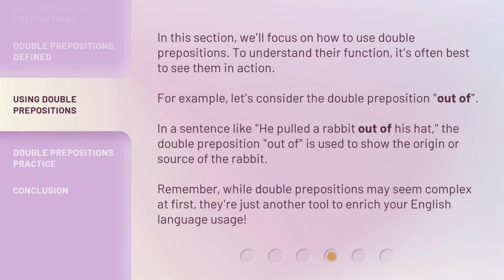In this section, we'll focus on how to use double prepositions. To understand their function, it's often best to see them in action. For example, let's consider the double preposition, out of. In a sentence like, "He pulled a rabbit out of his hat," the double preposition, out of, is used to show the origin or source of the rabbit. Remember, while double prepositions may seem complex at first, they're just another tool to enrich your English language usage.